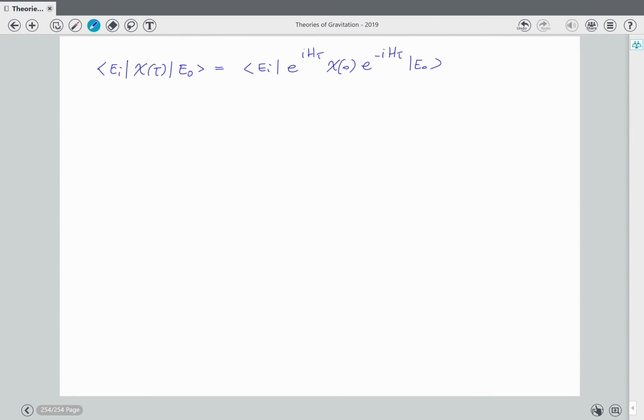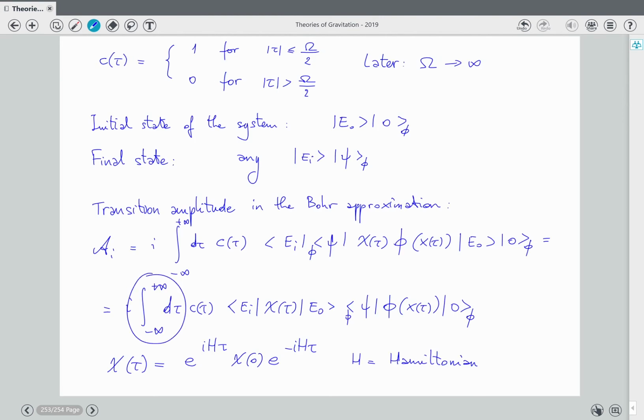And E0, E_I are eigenstates of H. So e to the iH tau will be e to the E_I tau, and then minus E0 tau. Then you remain with a time-independent factor that will not be terribly important. So the entire tau dependence is just this exponential, and this exponential will be important because we have to make an integral there.